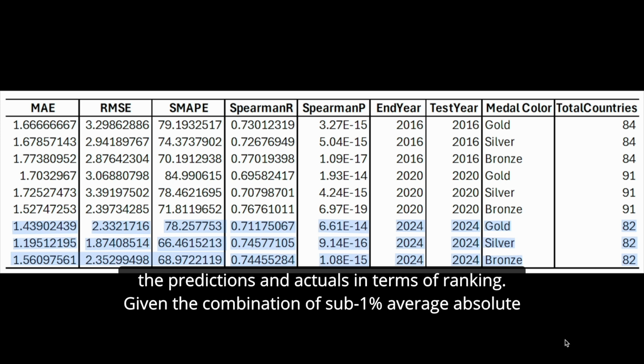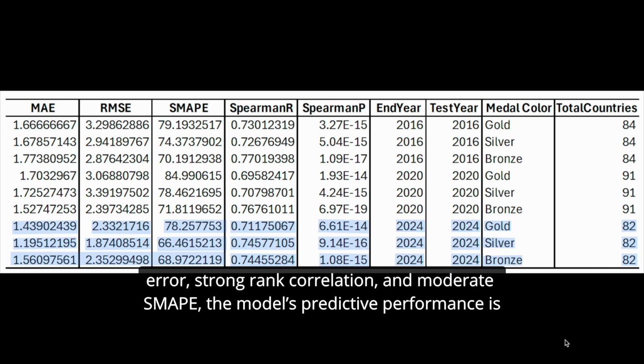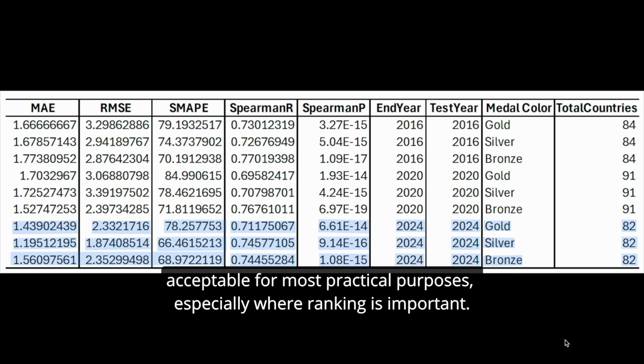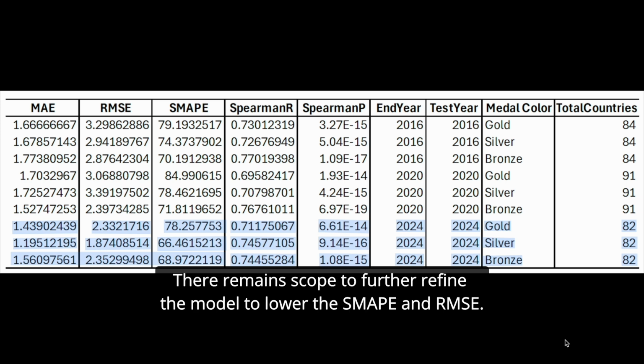Given the combination of sub 1% average absolute error, strong rank correlation, and moderate SMAPE, the model's predictive performance is acceptable for most practical purposes, especially where ranking is important. There remains scope to further refine the model to lower the SMAPE and RMSE.